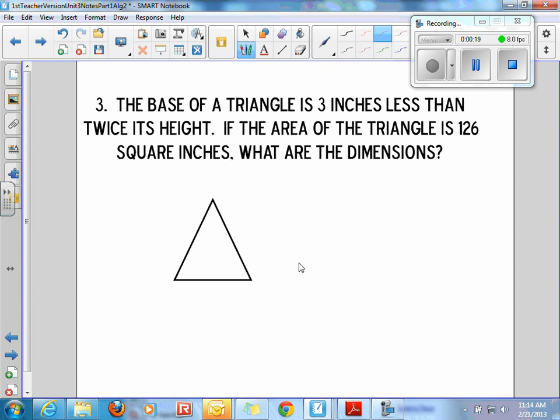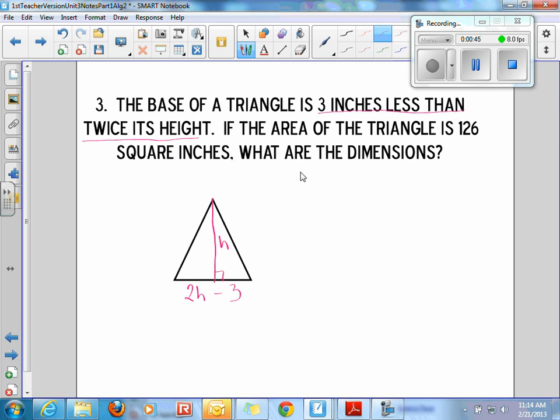They said the base is 3 less than twice the height, so I'm going to draw in my height, and then use that statement to label my base. So, 3 less than twice the height. Please be careful, that is not 3 minus 2h. 3 less means subtract 3 on the end from twice the height. Be real careful about that.